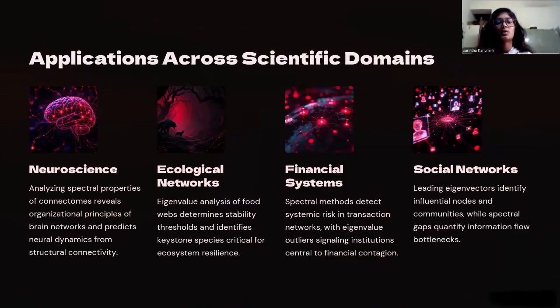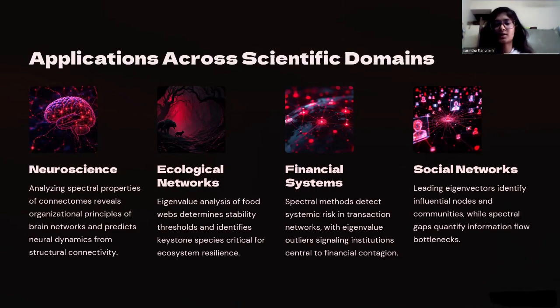Applications across scientific domains are of four types: neuroscience, ecological networks, financial systems, and social networks. Matrices are used in daily life, and it is a very important topic. In neuroscience, analyzing spectral properties of connectomes reveals organizational principles of brain networks and predicts neural dynamics from structural connectivity. In this way, it is used in neuroscience.